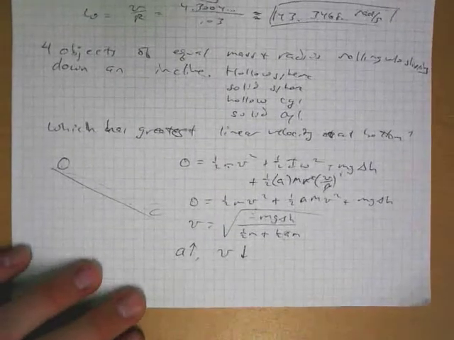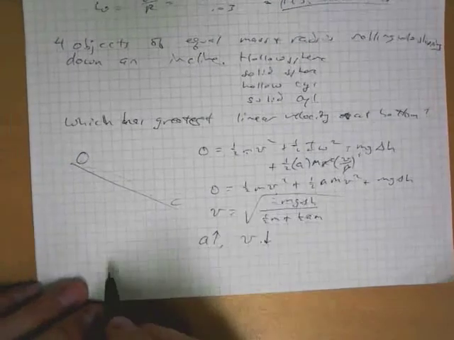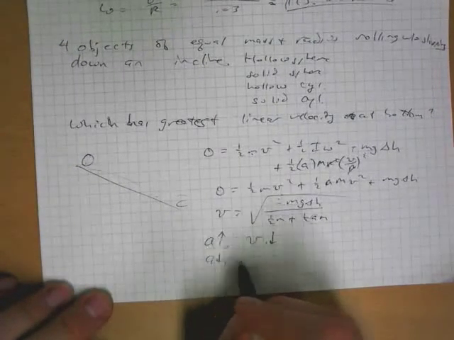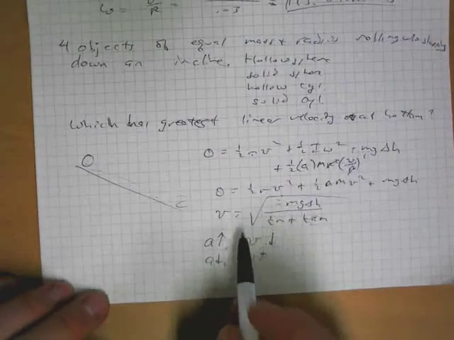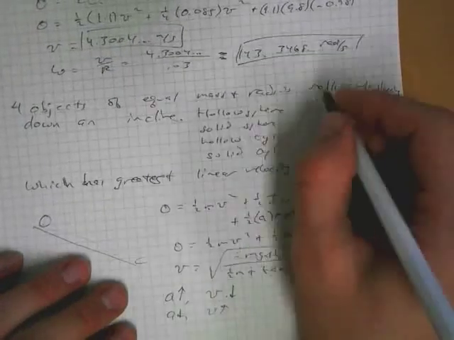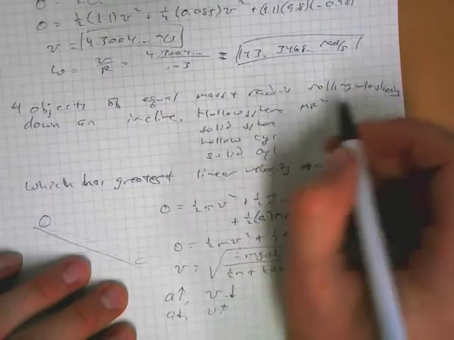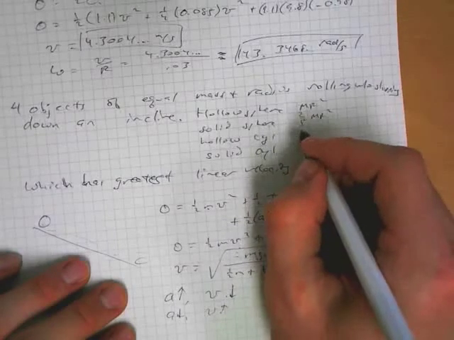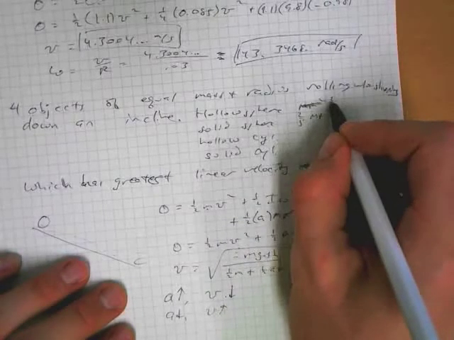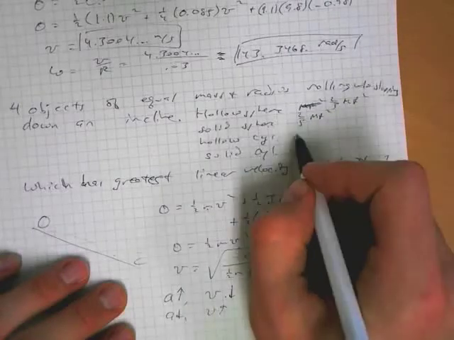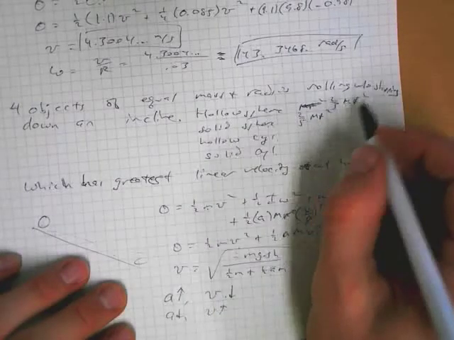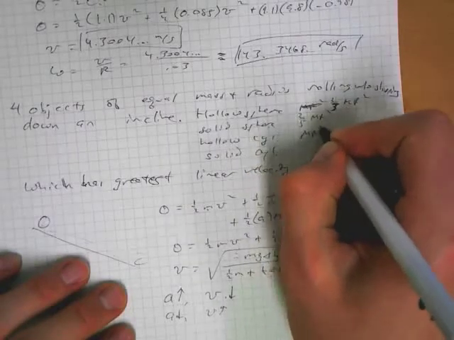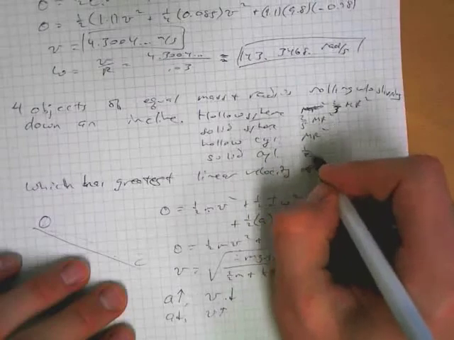So the greatest velocity is when a is the smallest. So we're looking at the ratios. Hollow sphere is 2/3 mr squared. Solid sphere is 2/5 mr squared. Hollow cylinder is just mr squared, and solid cylinder is 1/2 mr squared.